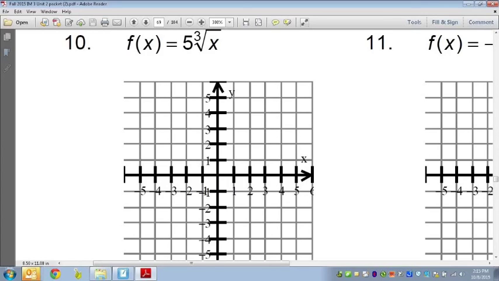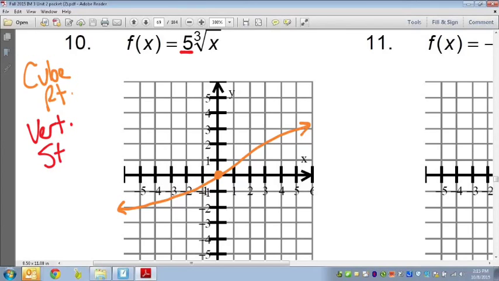Okay, number 10, I notice that this is a cube root function, so cube root. Which I know, the origin of this is at 0, 0, and kind of looks something like this, right? Sort of like a cubic function, but it's going left to right. And I notice that there is no shifts, there's no reflection, but with the 5 in front, that's going to be a vertical stretch. Now notice again, it says vertical stretch.